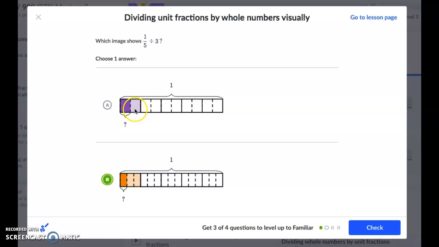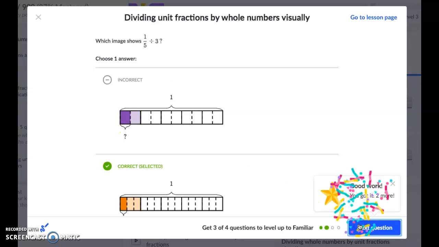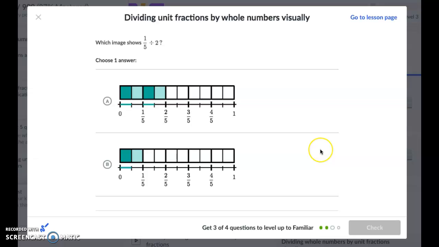Here we have 1/5, 2/5, 3/5, 4/5, 5/5. So here our purple is 1/5, but our 1/5 is divided into 2 sections. 1/5 divided by 2. So here we have 1/5, and it's divided into 2 different sections. Our top one shows 2/5 divided into 2 sections.